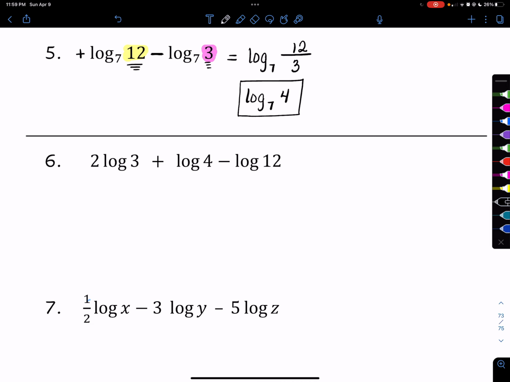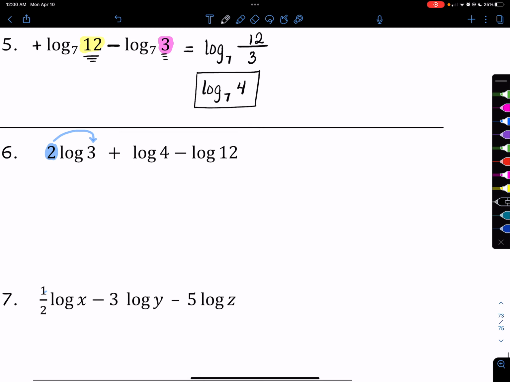Again, making sure that they all have the same base, and they all do. They all have log base 10. Now, I have a power rule going on here, so I want to move that first. So I've got this 2 in front of the log. That 2 is going to be the power on top of 3. Log of 4 has a power of 1. We don't need to worry about that because it's understood. Log 12 has a power of negative 1, but 1 is understood. So let's write this with 3 to the second power.